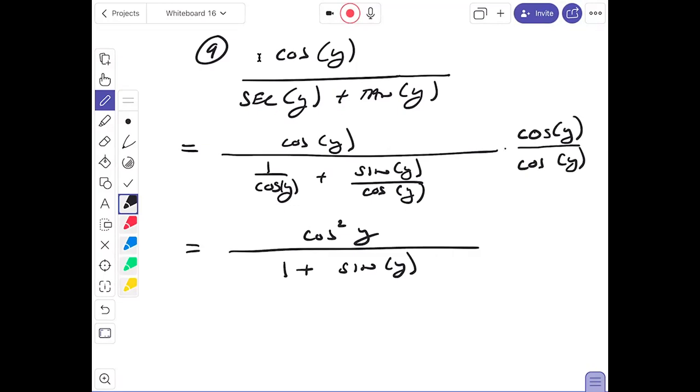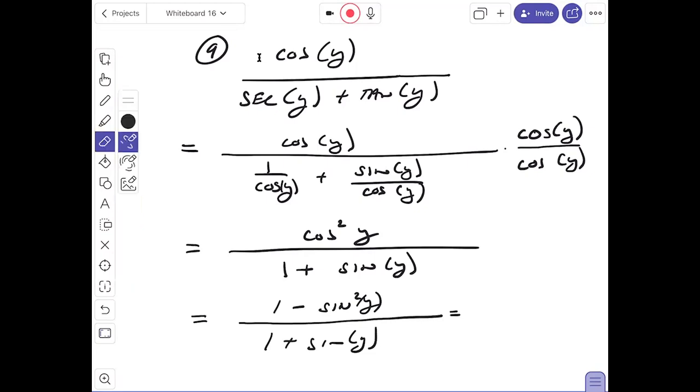I'm looking at this thing. I'm starting to realize the top could be written in terms of sines. And what would it be? It would actually be 1 minus sine squared. And the bottom is 1 plus sine of y. I'm going to factor the top. You know what? I'm just going to push it up. Eraser out.